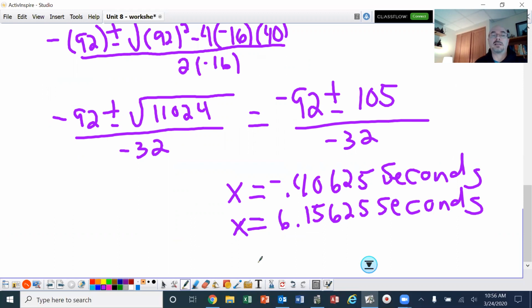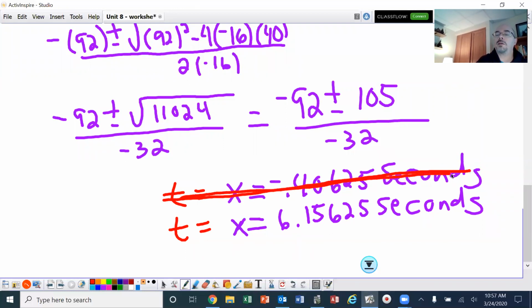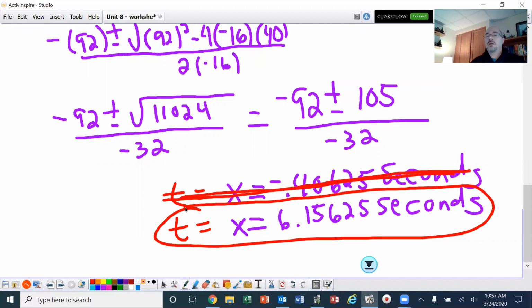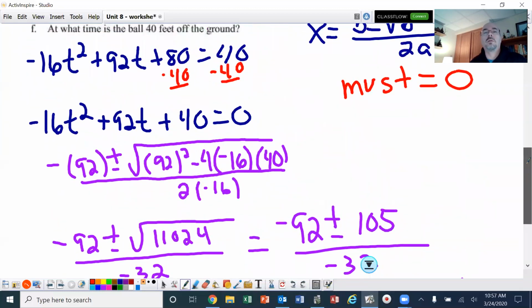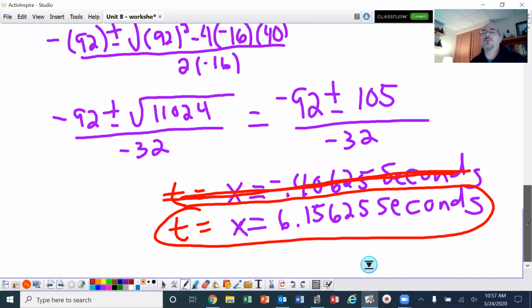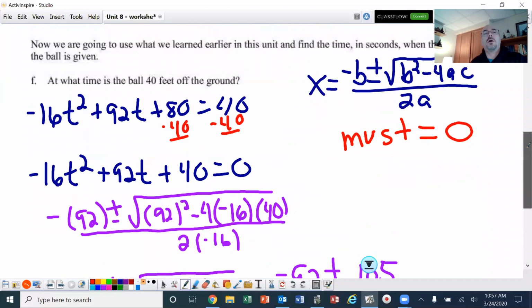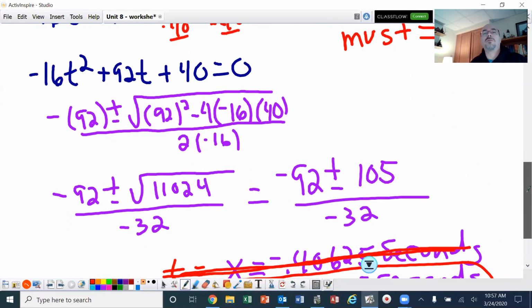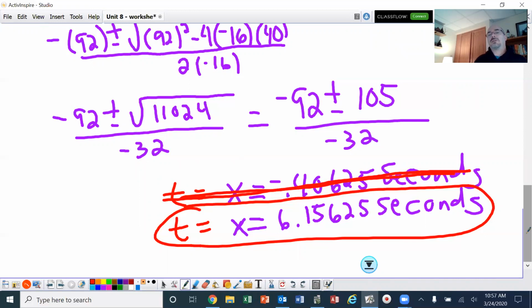Only one of them makes sense, because remember, ladies and gentlemen, this is the ball hitting the ground and it's time. Actually, I should put T there. The time is those two numbers, but this one does not work because you can't have negative time. So the only one that works is that one. The ball is at 40 feet off the ground at 6.125 seconds. Again, the ball is at 40 feet off the ground at 6.125 seconds.